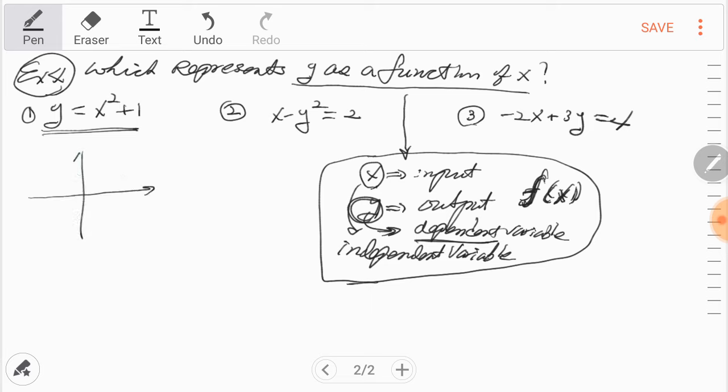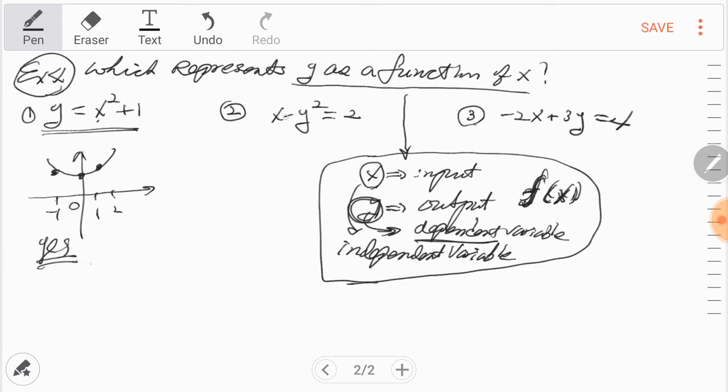The graph, we will learn this graph. The graph looks like this. So if x equals 0, then y is 1. If x equals 1, then y is 2. For x equals 3, there is some y value. For x equals negative 1, there is also one y value. So for 1 x, there's 1 y. So this is a function. Yes, this is a function.